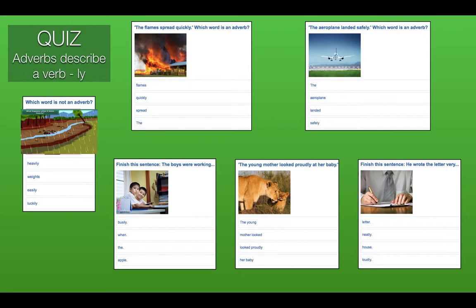And last of all, he wrote the letter very neatly. Number 2. How are you doing in this quiz? Are you happy with your results so far? So those are our adverbs.